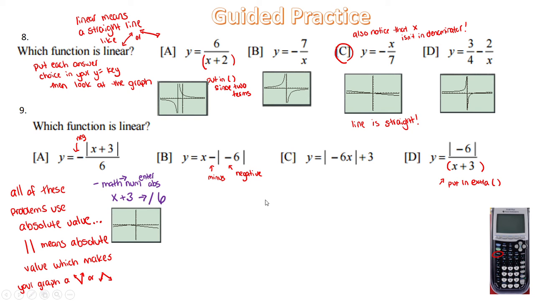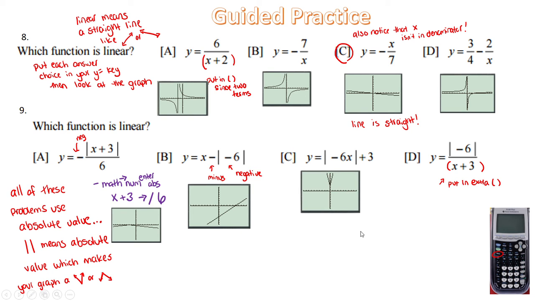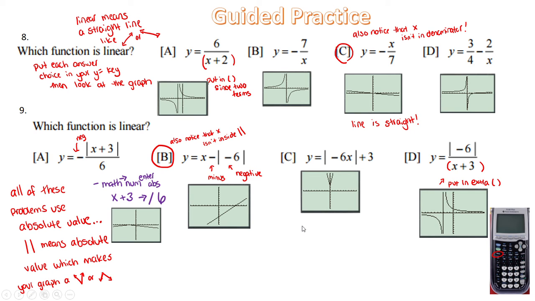Okay, now B. B, we should be typing in x minus absolute value of negative 6, and our graph looks like this. For C, our graph should look like this. And for D, our graph should look like this. Now we're picking the one that is linear, so the one that is linear is B.